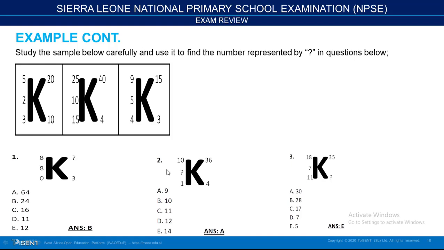Number 2, same relationship. 10 minus something here should give me 1. What can I subtract from 10 to get 1? Or I can just subtract 10 minus 1 gives me what should be here, because I am dealing with subtraction. So 10 minus 1 gives me 9. So I begin to suspect that this one should be 9.